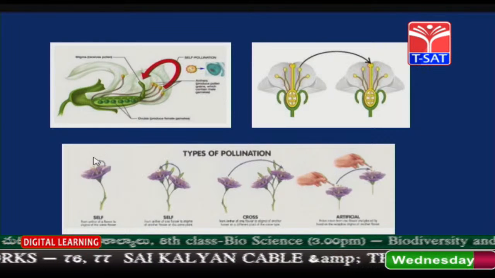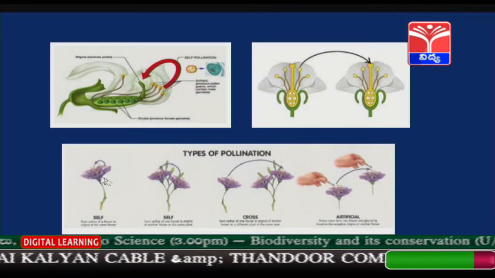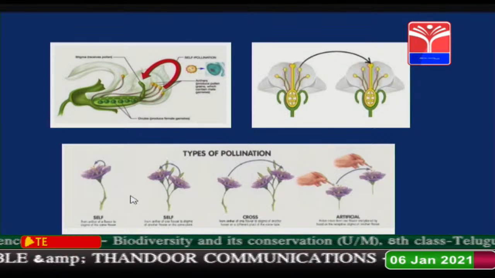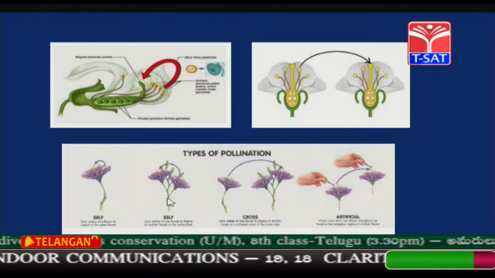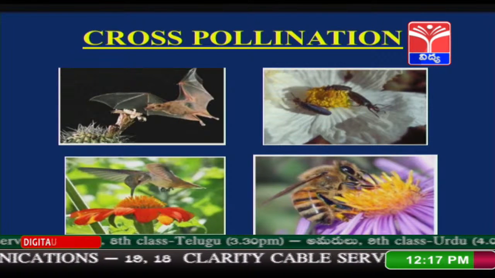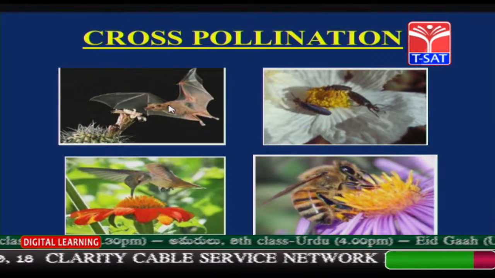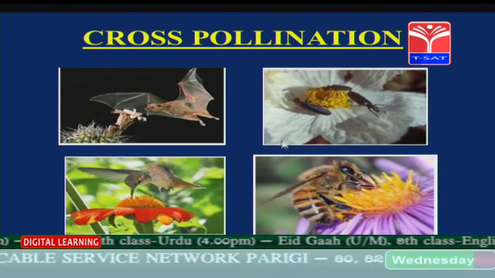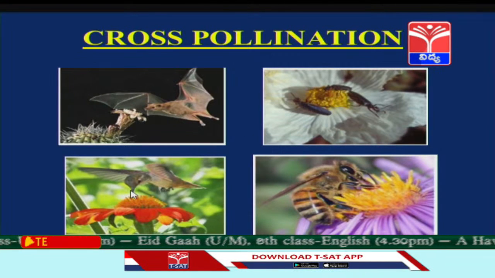See here, here also within the same flower. So this is self-pollination. Two flowers but in the same plant. So this is also self-pollination. So here the transfer of pollen grains will be taking place. How will they be transferred?